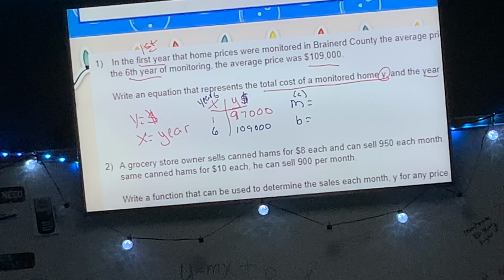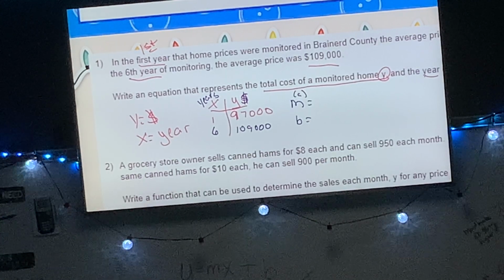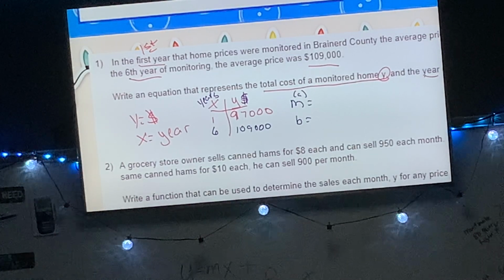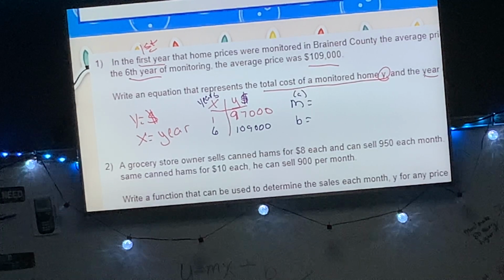And in the left side, you'll put 1 and 6. And your right side, you'll put 97,000 and 109,000. Be very careful with the zeros. And then you're going to hit stat, calc, 4, enter, enter, enter, enter, enter.